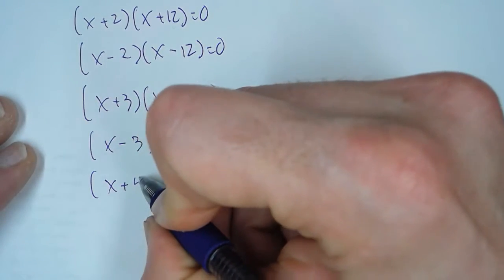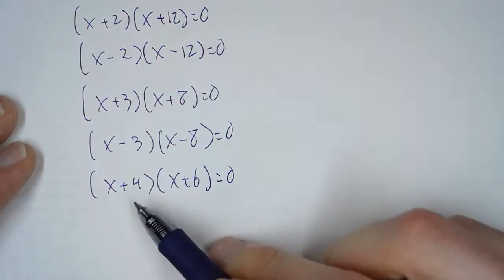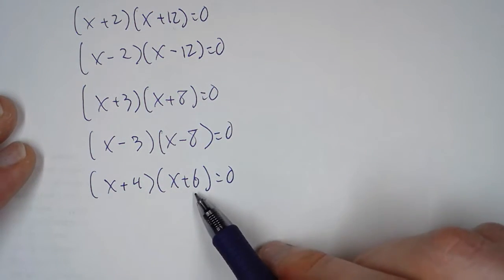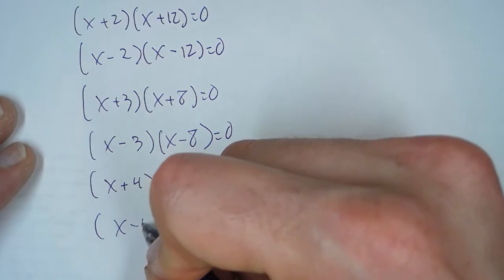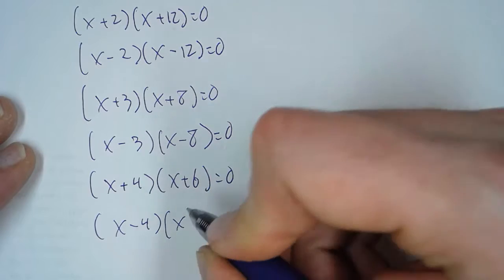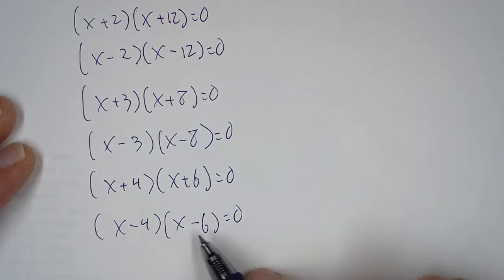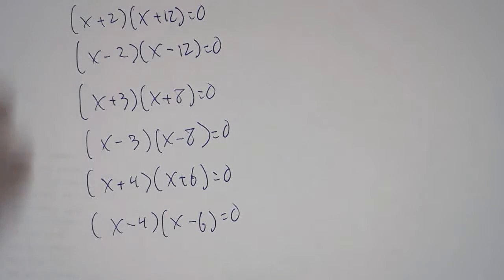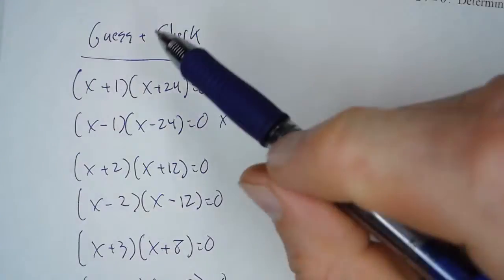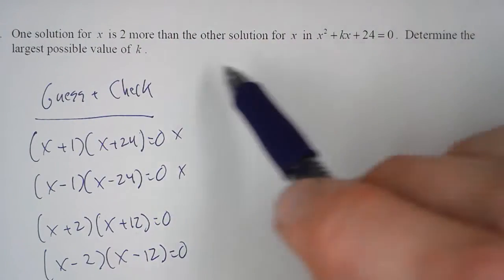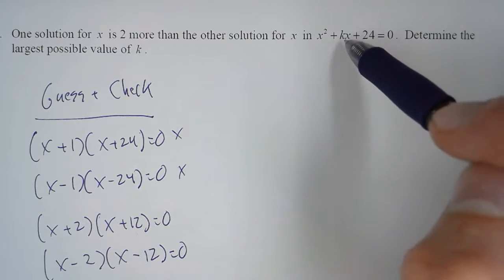So let's see, x plus 4 and x plus 6. Here our solutions are negative 4 and negative 6. Those are 2 apart. We also have x minus 4 and x minus 6. Here our solutions are 4 and 6. Those are also 2 apart. So both of these could work. But if you notice up here, it says determine the largest possible value of k. What is the largest possibility for that coefficient?